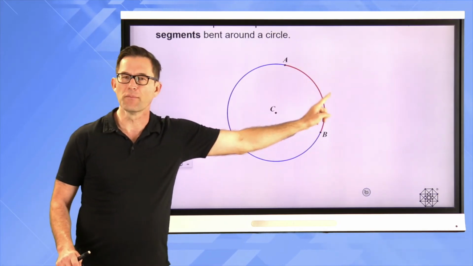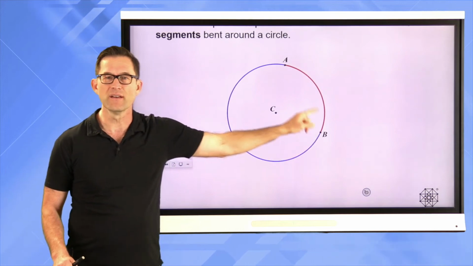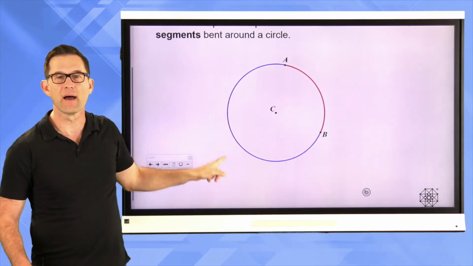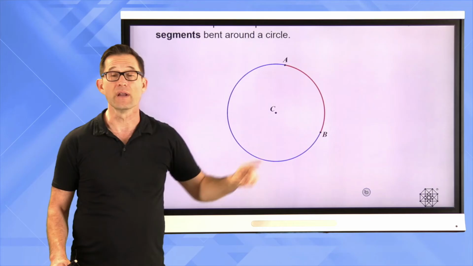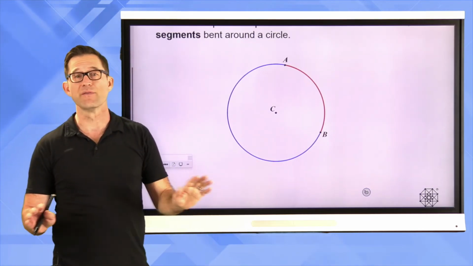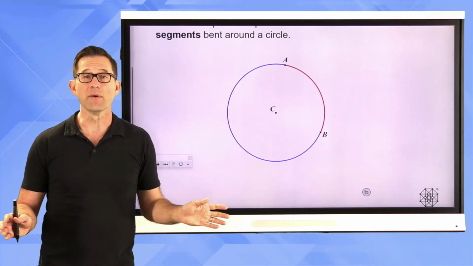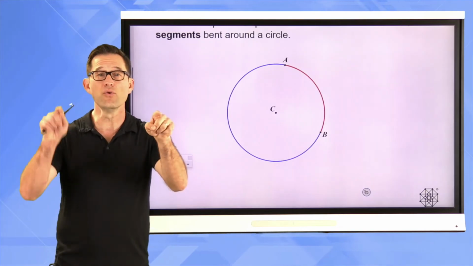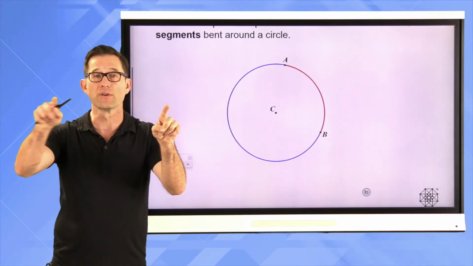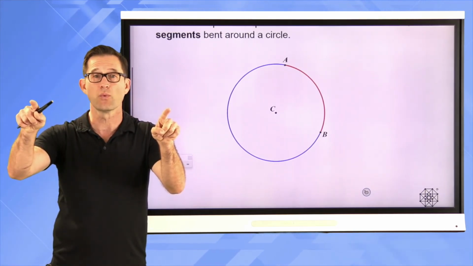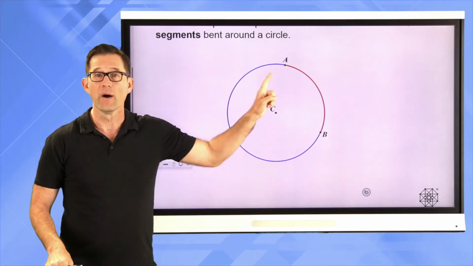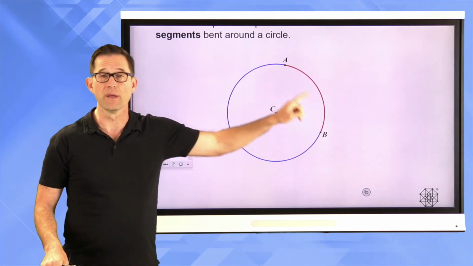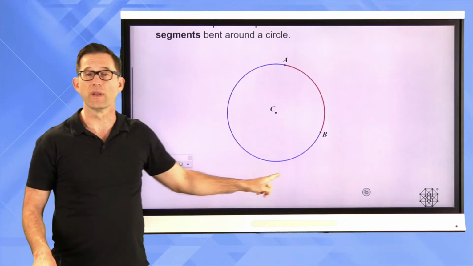They're the points that lie between A and B in this direction, and then there's the points that lie between A and B in that direction. And that's where arcs and segments are very different, right? On a segment, you're just locating 2 points along a line and you're going, okay, we're talking about these points in between. On a circle, you have these points in between A and B, and you have these points in between A and B.